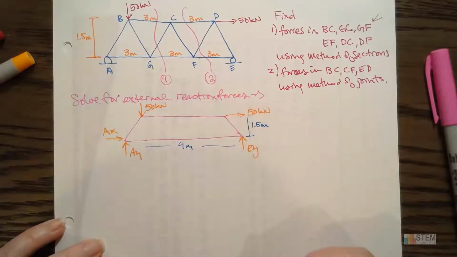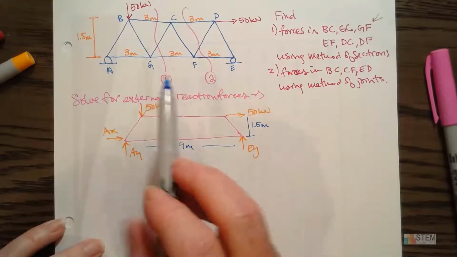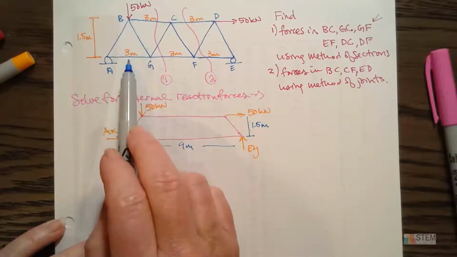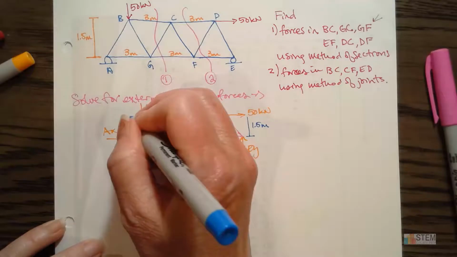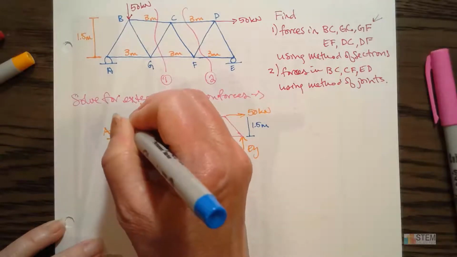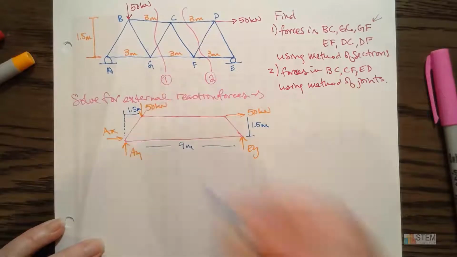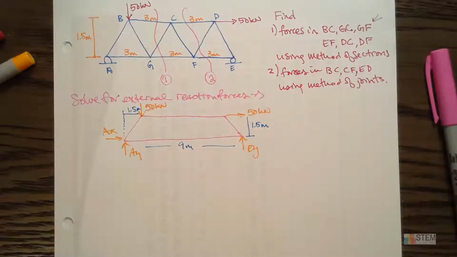All right, so we've got that. And then finally, one more. We have this 50 kilonewtons. It's right in the center, right? So if I draw a little line up there, this length here will be 1.5. Okay, so now we've got everything we need for our diagram.